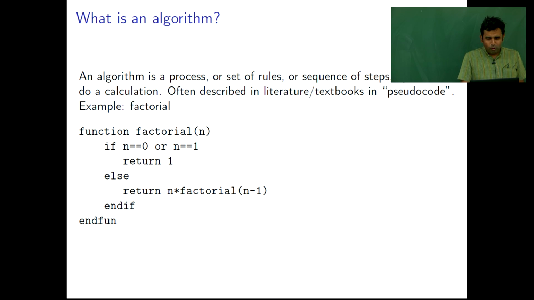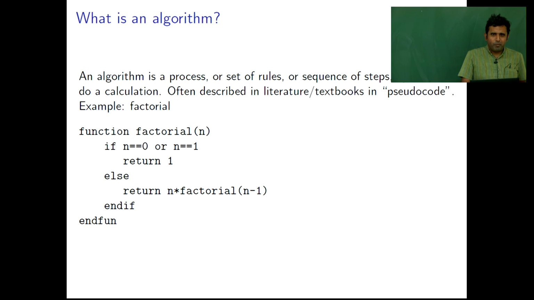So what is an algorithm? An algorithm is a process or a set of rules or a sequence of steps by which to do a calculation. Typically computer scientists don't describe algorithms as programs, but just as some sort of recipes in a language that you might call pseudocode. So basically they might tell you how it works, and they might prove things about its efficiency.